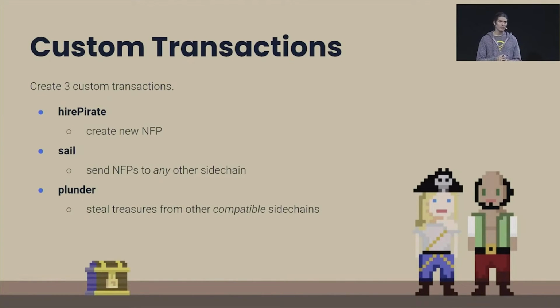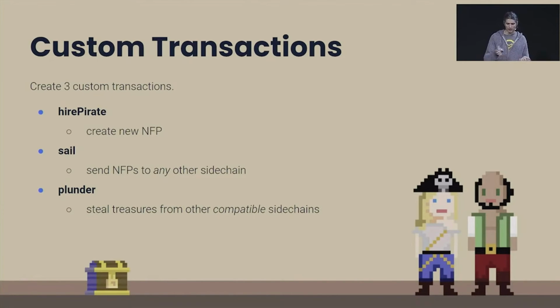The first one, hire a pirate, very easy. You just use this transaction to create a non-fungible pirate. The second one, sail, will be used to send the pirate to any other sidechain in the ecosystem. And here I stress the word any, because really another sidechain may not implement the Piracy Module, most likely. But we are still able to send the pirate to that sidechain. And the sidechain will know nothing about what's happening. They will just receive the pirate. It's just an NFT for them.